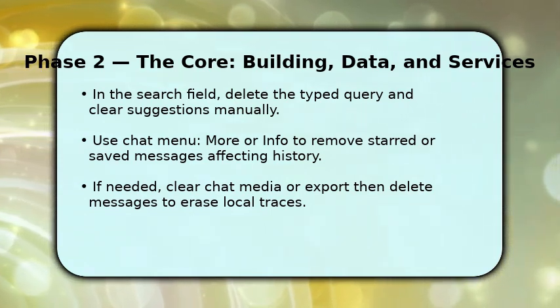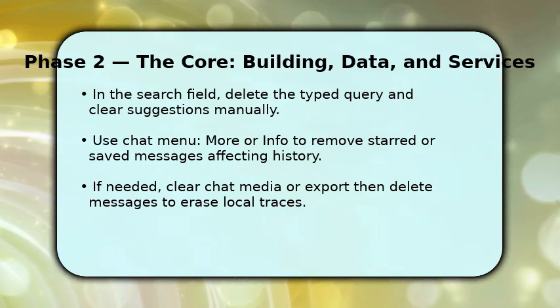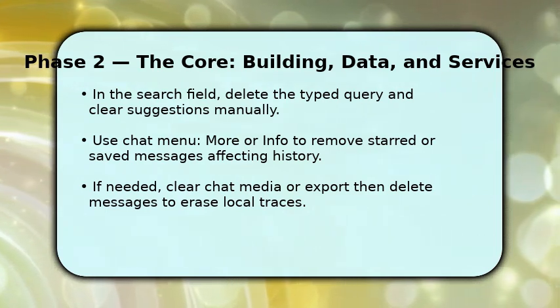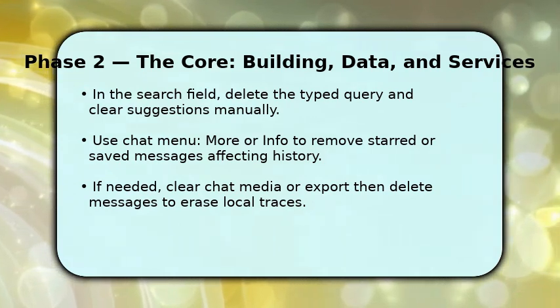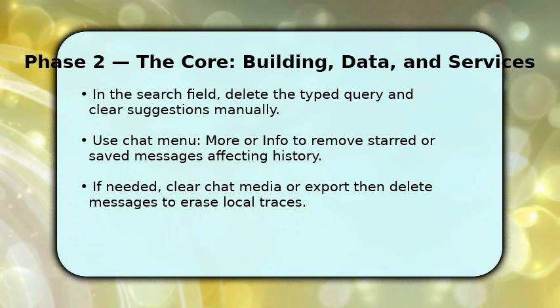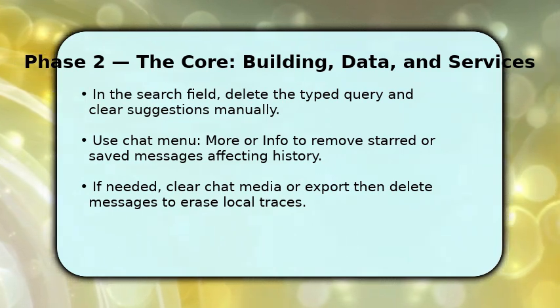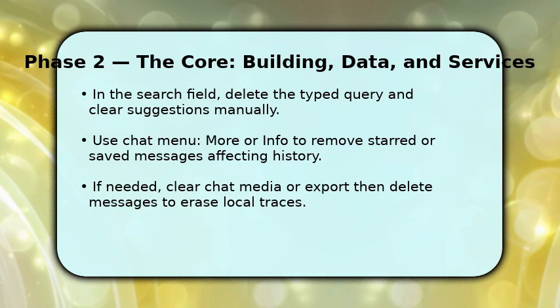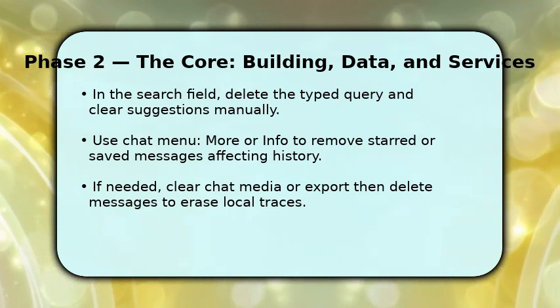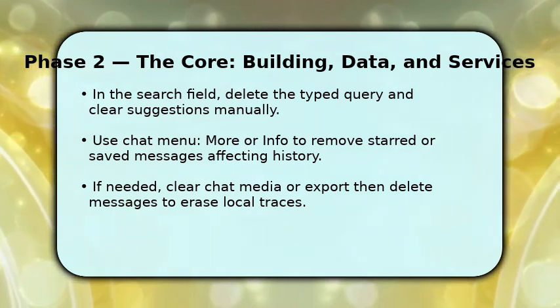Next, open the chat menu, choose More or Contact Info, and remove starred or saved messages because those can keep items prominent in searches. If search matches come from media or specific messages, export any needed data first, then delete those messages or media from the chat. This reduces the items that will reappear in results.